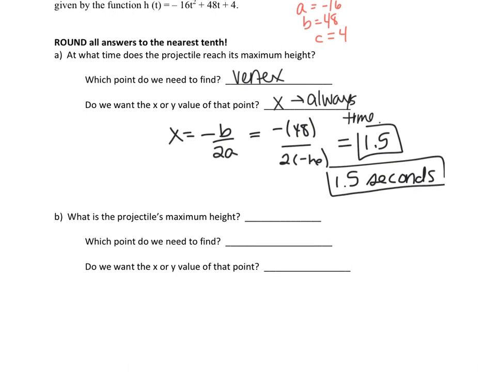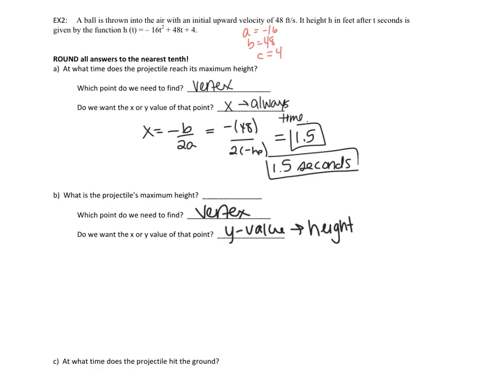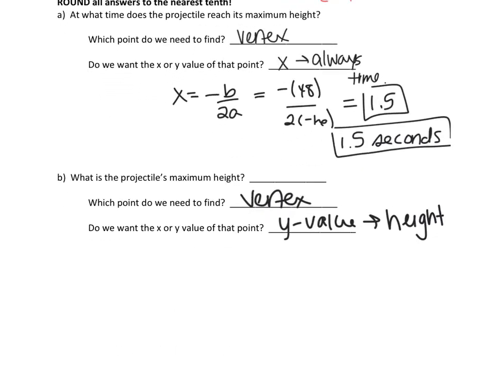Now what we want to do is find out what the maximum height is. So again, we look at our vertex. And instead of looking at the x value this time, we look at our y value, because this always tells us our height for these questions. So to find our height, we simply plug in 1.5 for x. So everywhere I see a t, I put in 1.5. So I'm going to rewrite the equation.